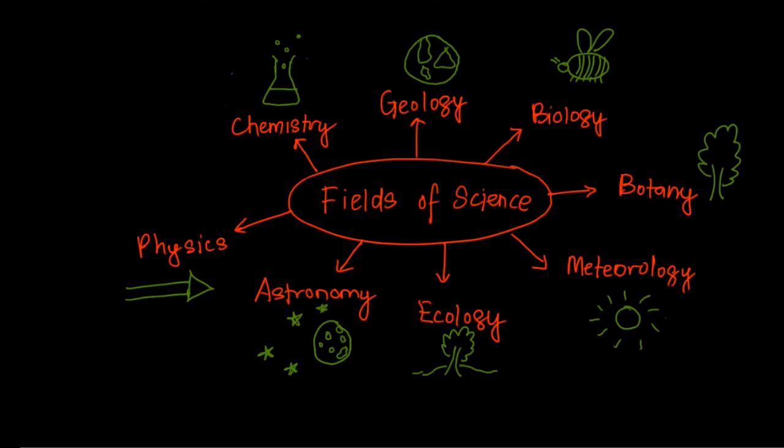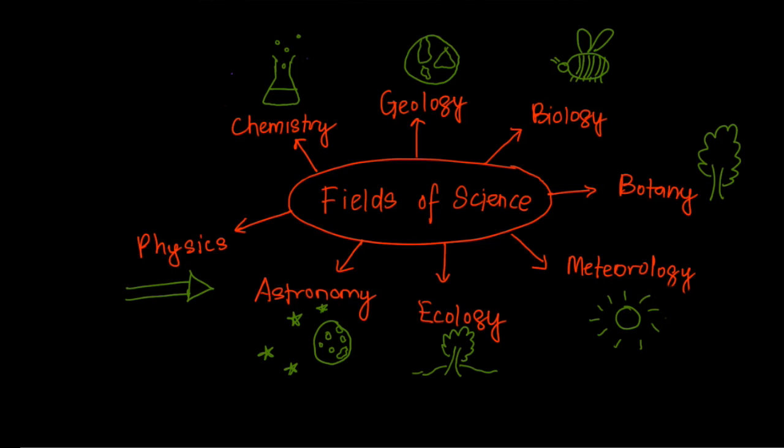Now, the different fields of science. Geology is the study of the earth, which includes rocks, sand, and minerals. Now, it's not necessarily the earth, but it can also be the study of rocks, sand, and minerals on Mars or on the moon, for example. Biology is the study of life and of living organisms, whereby we look at the structure, the function, the growth, and the evolution of these organisms. Botany is the study of plants and their structure.